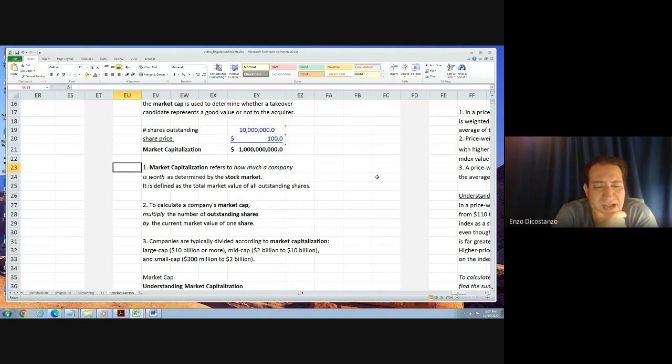So a large cap is market capitalization of 10 billion or more, and then you see these ranges. I don't have these memorized. Some people may say, hey, we demand you memorize these, but I don't know.